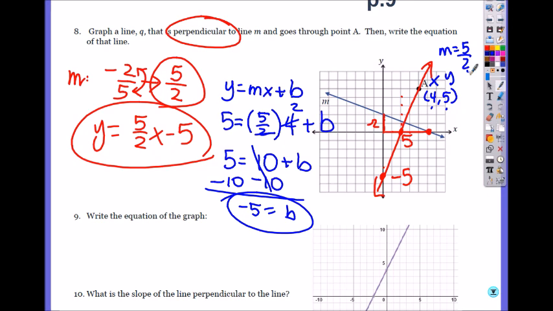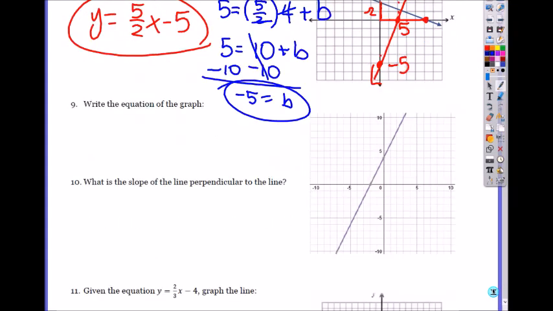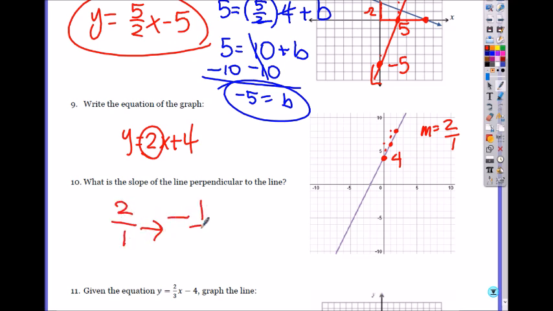Okay. 9. What is the equation of the graph? You start off of the y-intercept, which is 4, and you find the slope. 2 over 1. So how do you write an equation of a line? Y equals 2x plus 4. What is the slope that is perpendicular to this line? It's 2/1. Makes it opposite, and you flip.